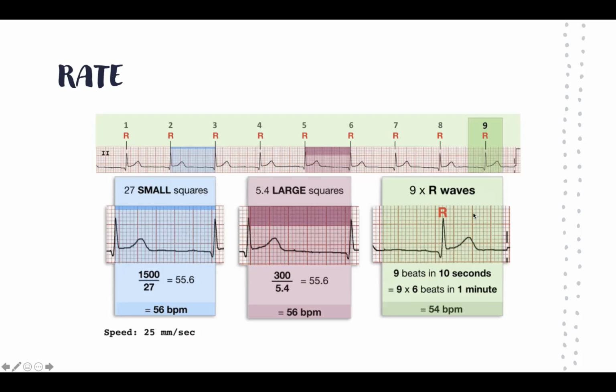I prefer counting the QRSs because not all rhythms are going to be regular in pattern. If there is an irregular rhythm, then the distance between these two might not be the same as the distance between these two. So you might get a more inaccurate representation of the rate by calculating it in these two ways. But in certain circumstances, you have to rely on this method to calculate the rate.